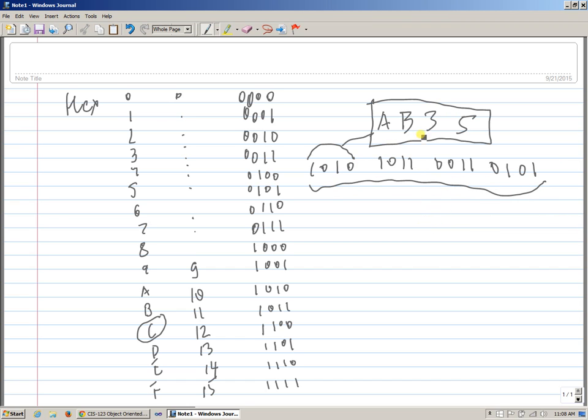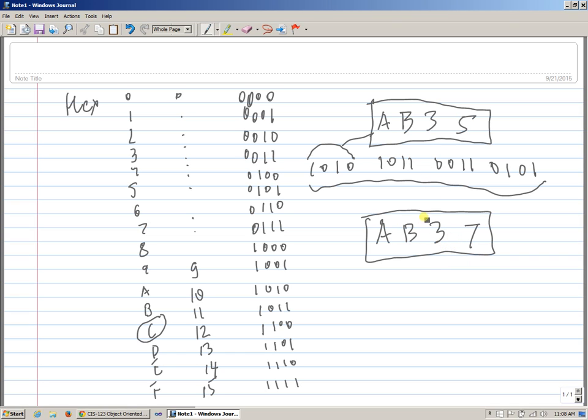Another advantage here is that if I have another address like AB37, for instance, you can see that those are probably relatively close addresses in memory, because AB35 and AB37 in the hexadecimal world are probably not too far apart from one another.